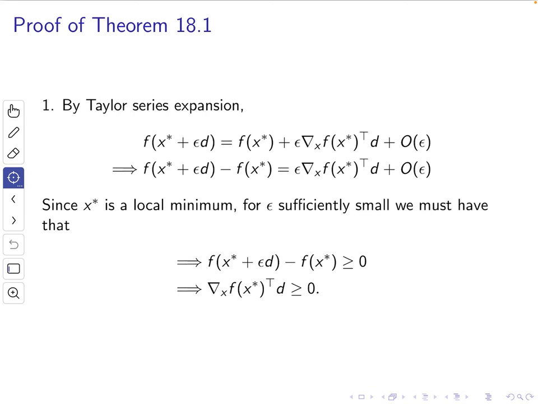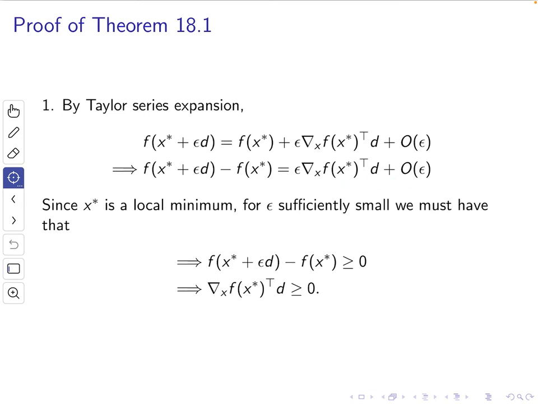So if you look at f around, let's say x star is our local minimum, then f of x star plus epsilon d is going to be f of x star, and then we're going to have the gradient transpose with d times epsilon, and then all of the higher order terms, which are o of epsilon, meaning if you divide this by epsilon, it goes to 0 as epsilon goes to 0. Okay, so that means if we move this to the other side, we've got this.